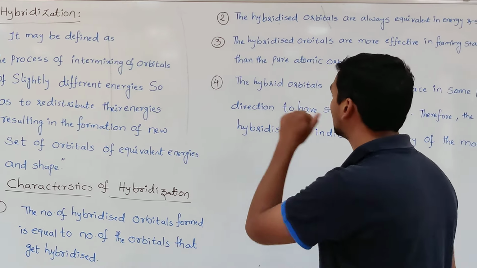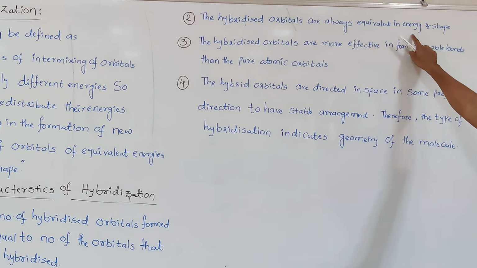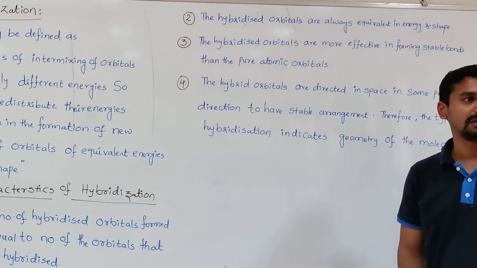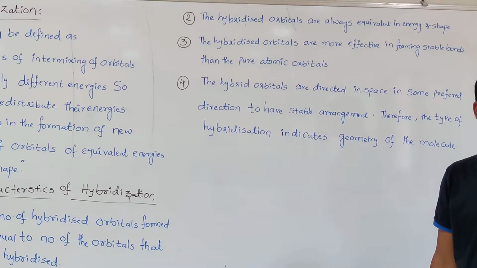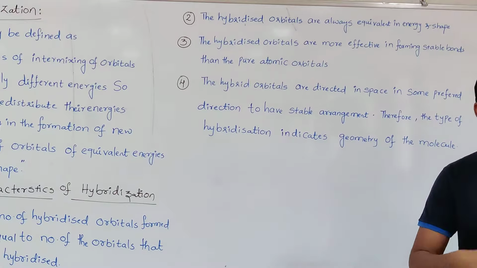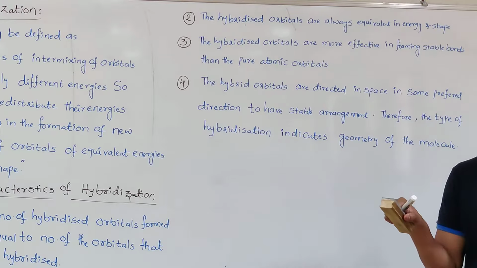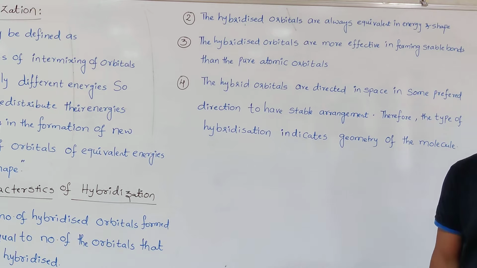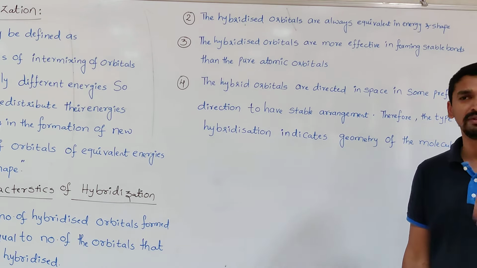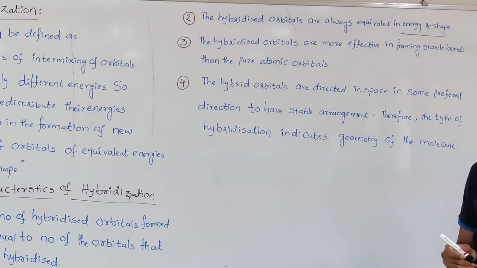That means the number of hybrid orbitals formed is always equal to the number of atomic orbitals involved in the hybridization. Second, the hybridized orbitals are always equivalent in energy and shape. That is defined very clearly in the definition. Whichever atomic orbitals have slightly different energies, they are mixed together and redistribute the energy. Whatever excess or deficit is there, the energies are distributed equally, and they form a new set of orbitals that are always equal in energy and shape. There is no difference between one hybrid orbital and another.